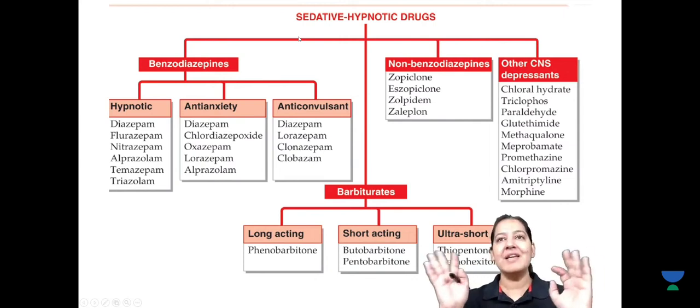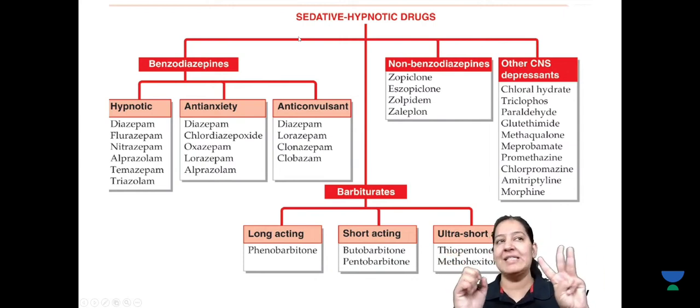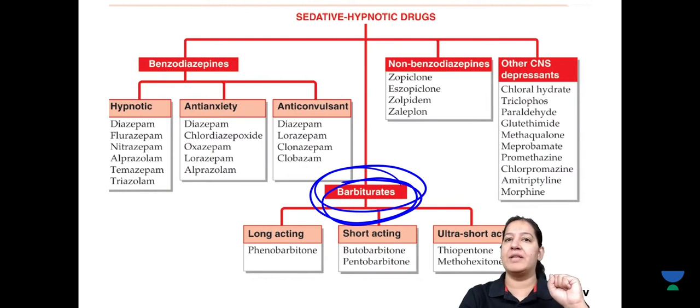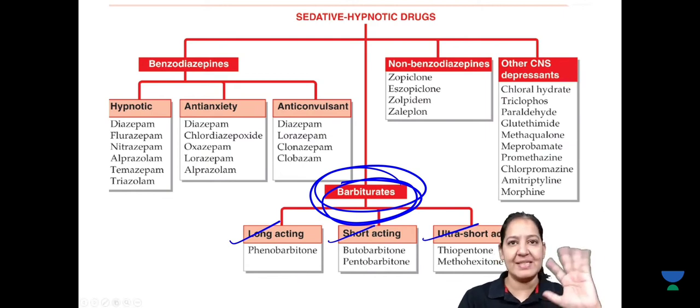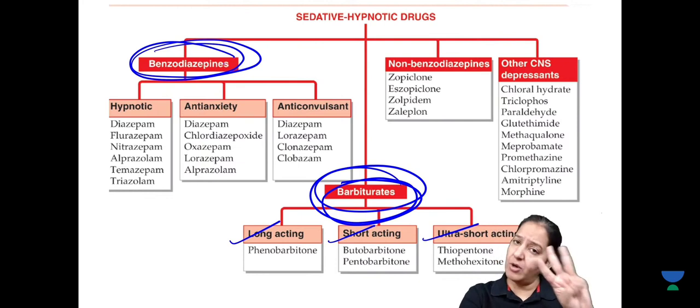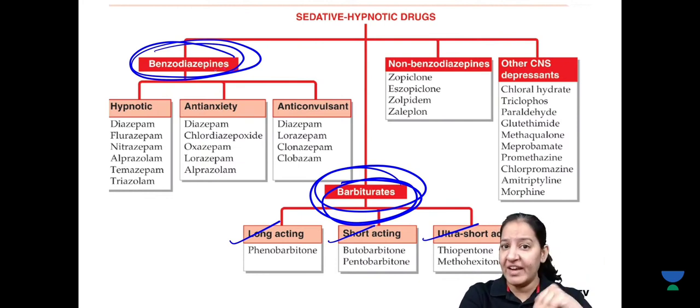In sedatives and hypnotics, I'm going to teach you three broad categories of drugs. Today, I'm going to teach you barbiturates first. There are three types of barbiturates: long acting, short acting, and ultra short acting. I will tell you the classification once I start the barbiturates. Then I will teach you benzodiazepines. Benzodiazepines are also of three types, but the way we classify is different.